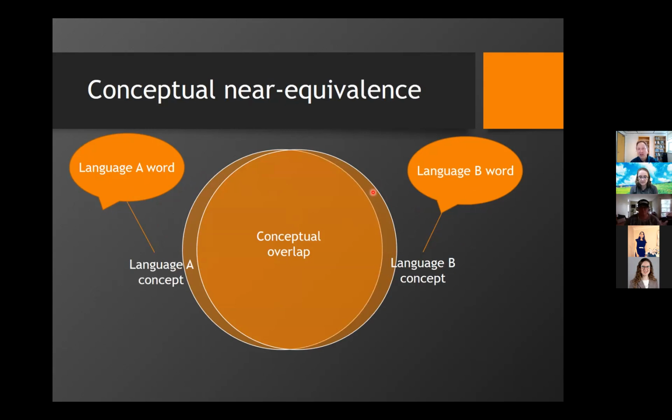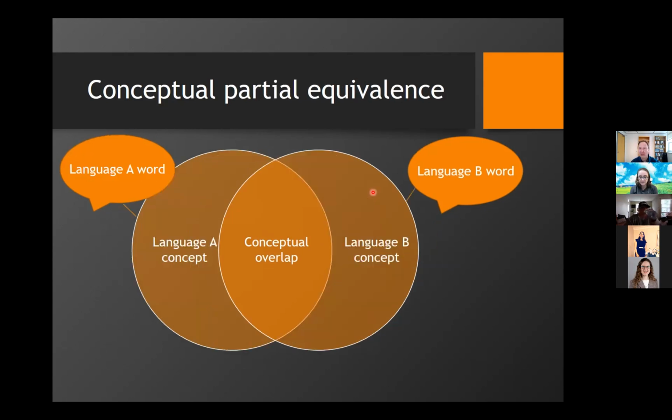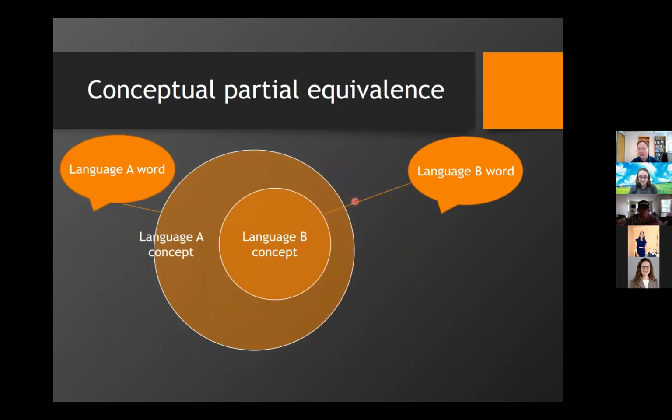Now we have different forms of conceptual partial equivalence. One is where you have less overlap. So you have words that are translations, but they don't quite cover the same amount of territory in terms of their semantic value. And this is probably less common than the next type, which is also conceptual partial equivalence, but this is where the meaning of one language subsumes the meaning of the other. So you have a word in language A that is broader in meaning than the translation equivalent in language B.